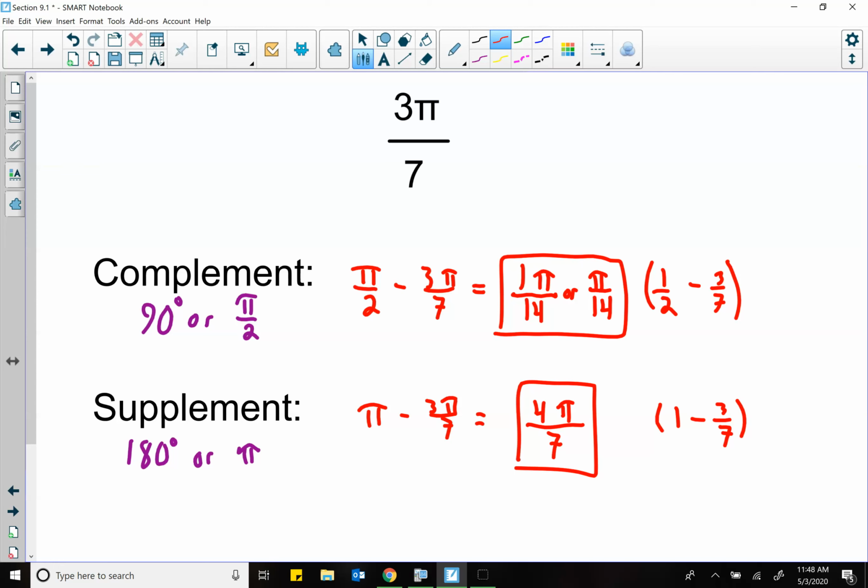Okay? So, a little bit of geometry coming right back at you right here. And it's the same as what we talked about earlier with complementary and supplementary, except this is the complementary angle in radians. 90 degrees is pi over 2. This is the supplementary angle to 180. 180 degrees is pi. Okay?